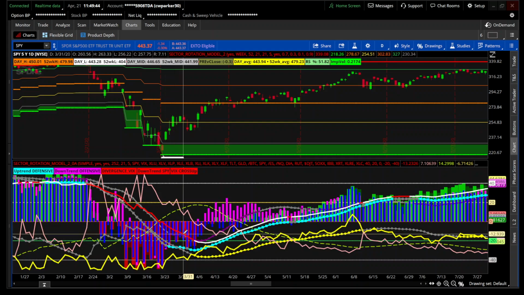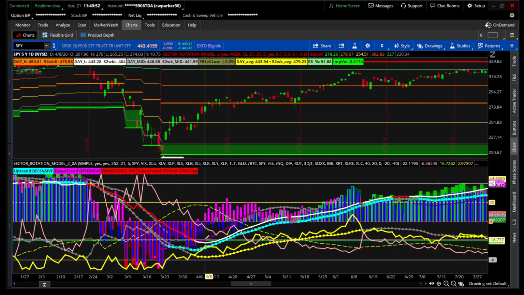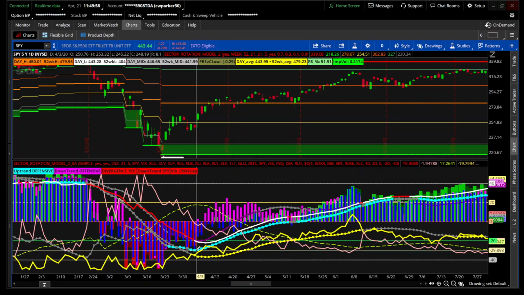And I think I have it set at 21. But you can go in there, you can manipulate it and change the averages all you want. This purple line is the average for the defensive sector. This cyan line right here is the offensive sector average. And I have them all set at 21.